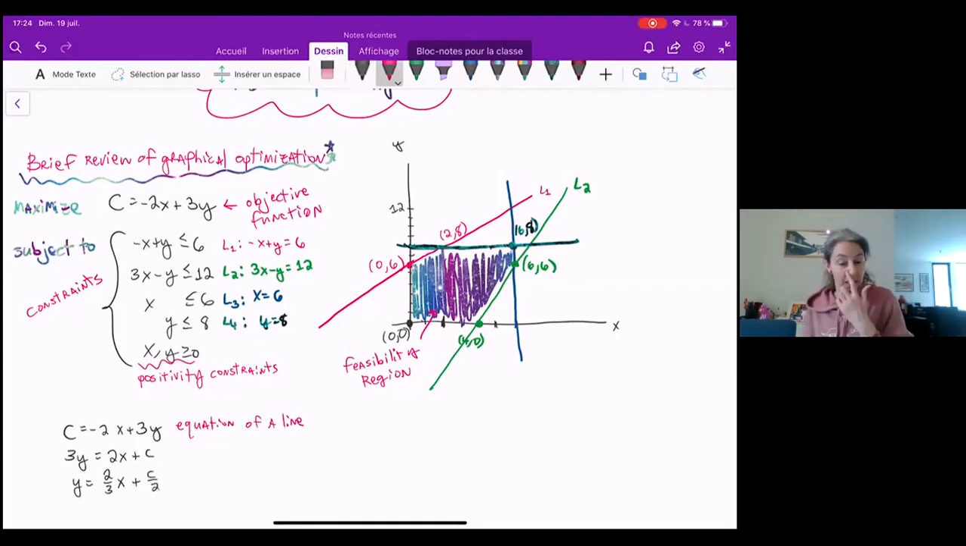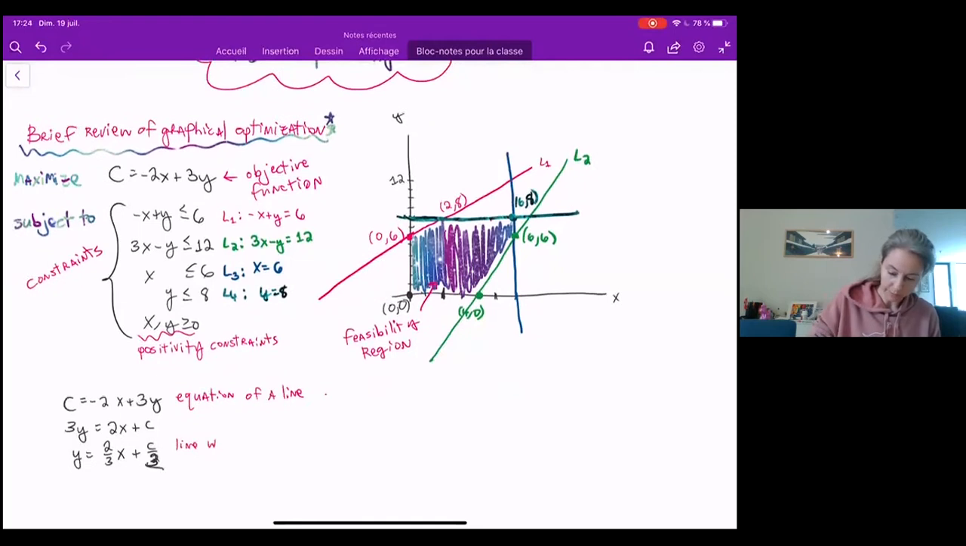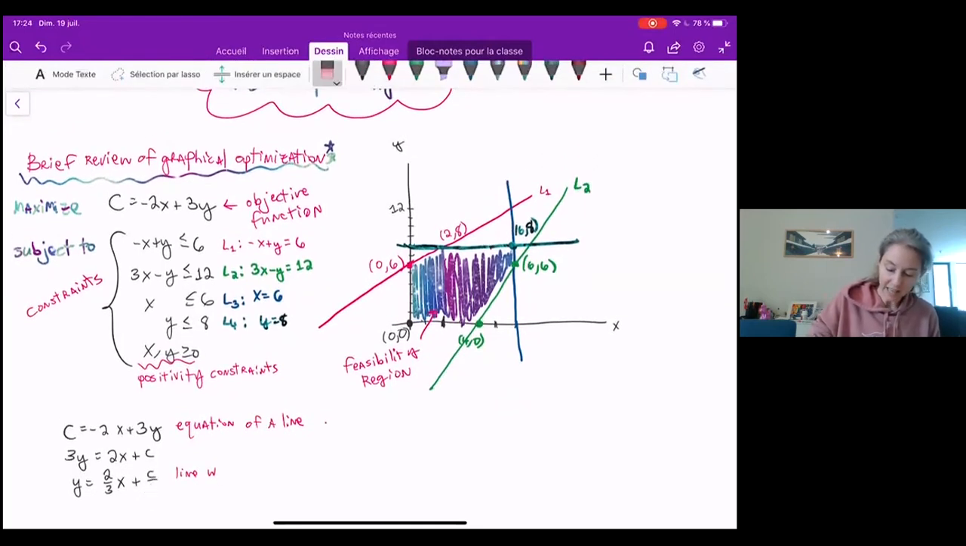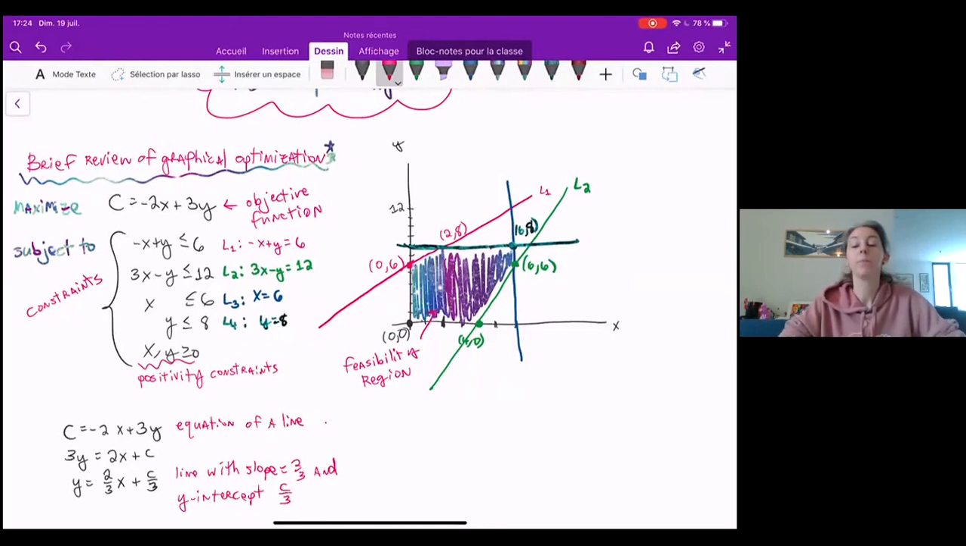So not only is this a line, from this form, I can see that this is a line, and by c over 2, I mean c over 3 there. Sorry about that. So I can see that this is a line with slope equal to 2/3 and y-intercept of c over 3. So with that in mind, we're going to see what values of c would look like over here.